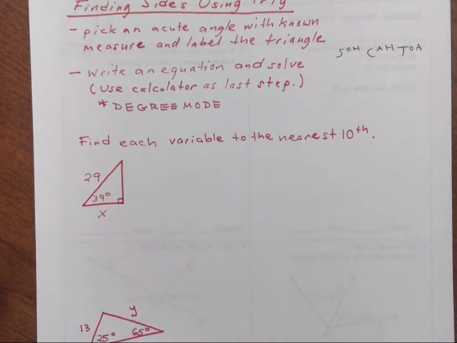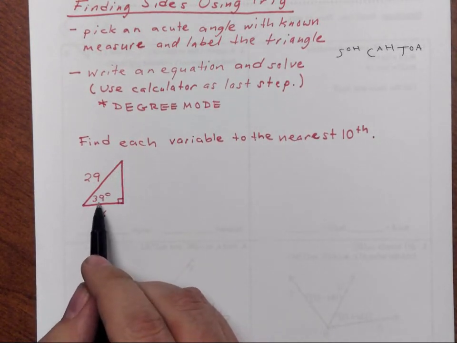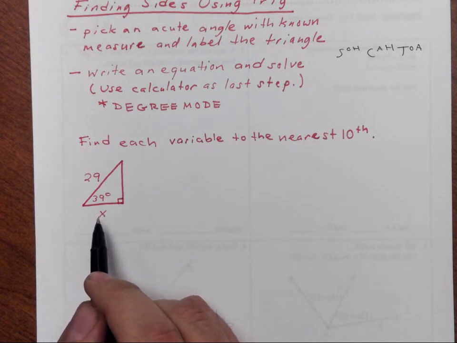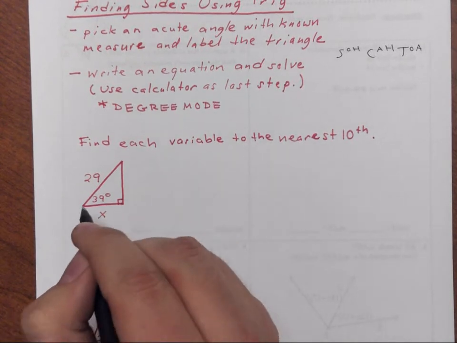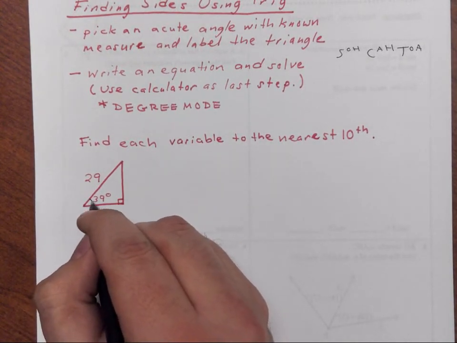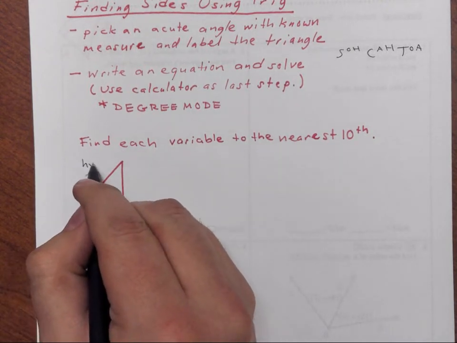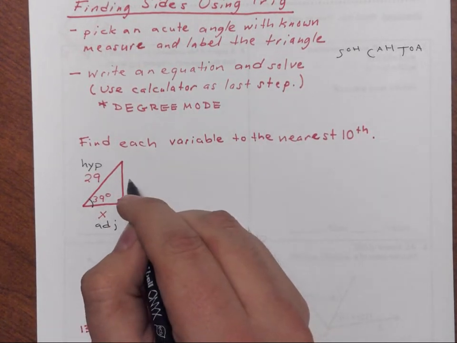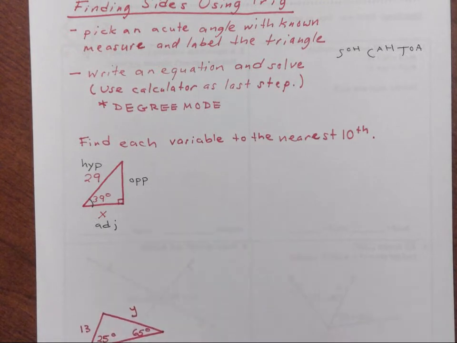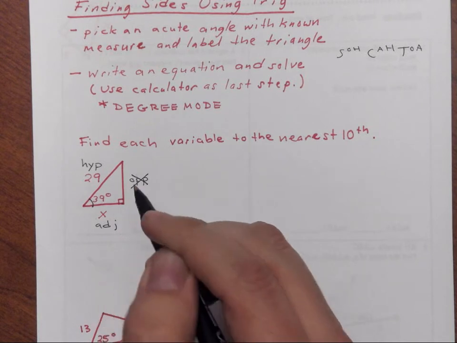I'm asked to find each variable to the nearest tenth. So I've given you a right triangle right here. I can see that the hypotenuse is 29. The leg adjacent to this angle right here is x units long, and this is a 39-degree angle. So I might as well use this angle. Looking from 39 degrees, I see that 29 is the hypotenuse, x is the adjacent leg, and this leg is the opposite leg. Now I'm not asked to use the opposite leg. I don't need to find it. I don't know what it is, so I will actually not use it at all.